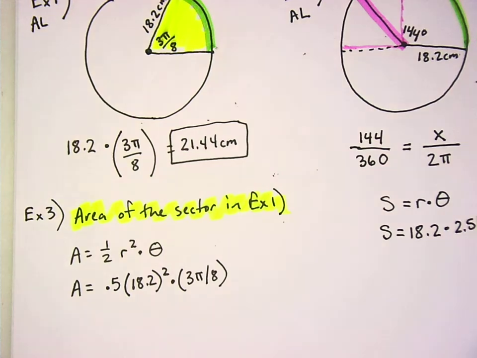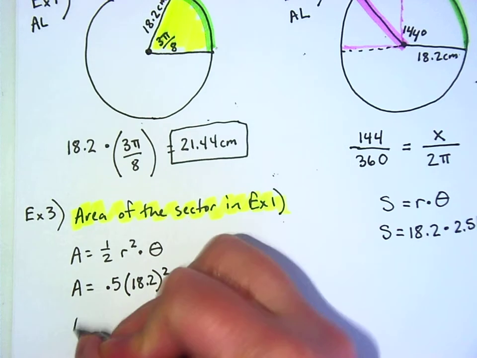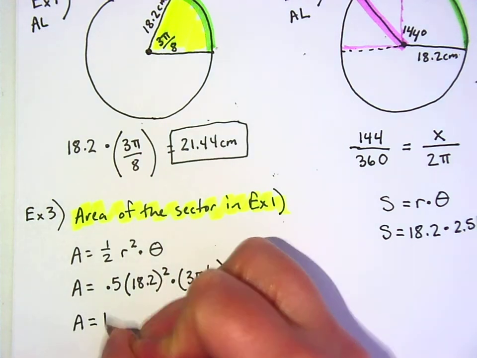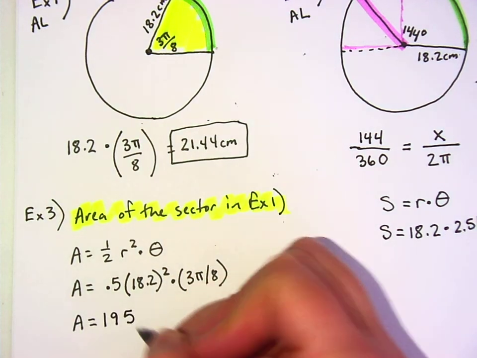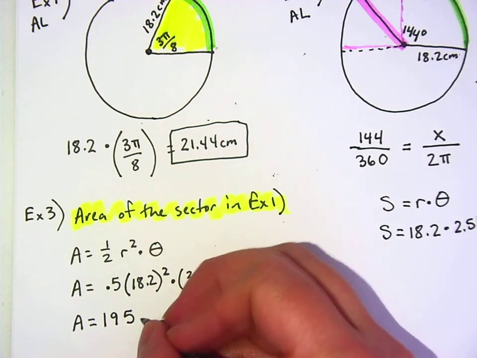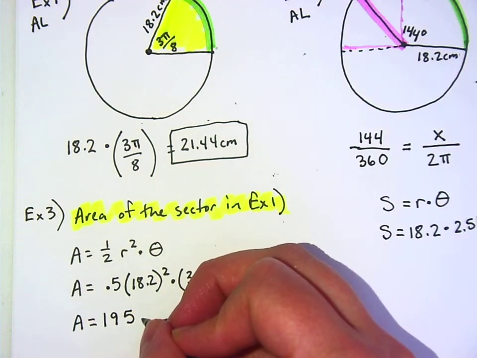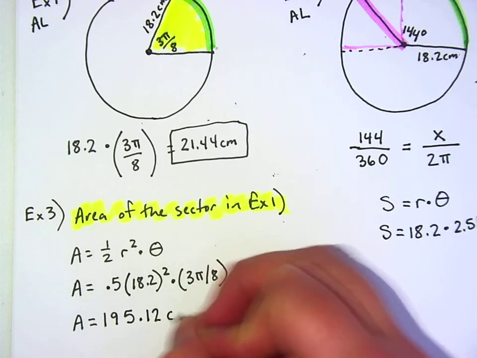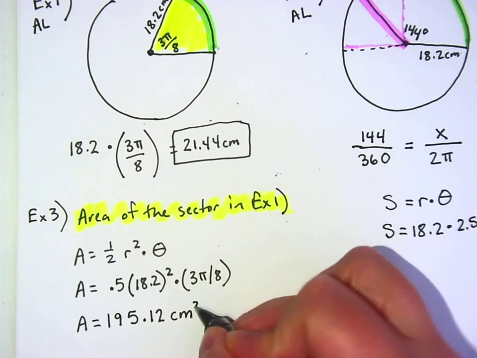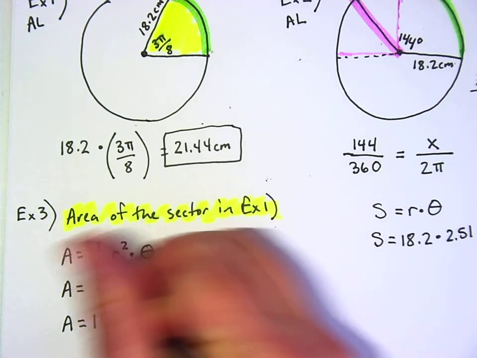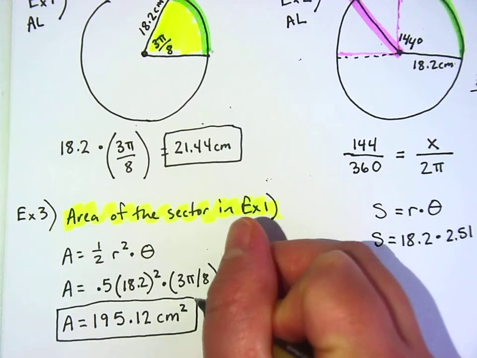What did you guys get? 195.11. Anybody else? 195.13. All right, Kyle. Good job, Kyle. Remember that area is in centimeters squared, not just centimeters. That's more for length.